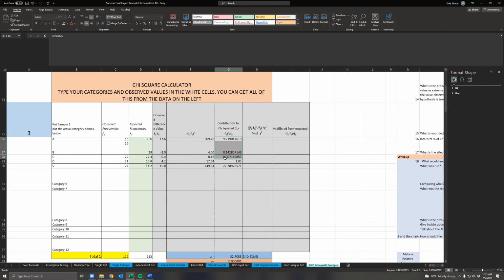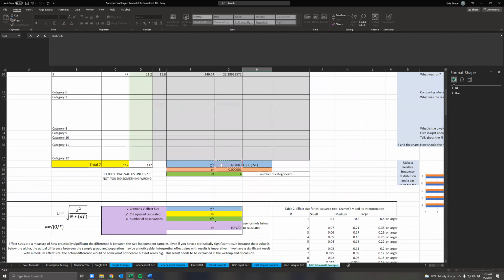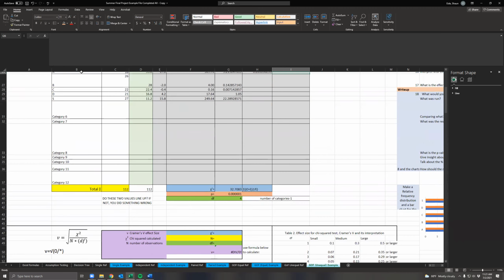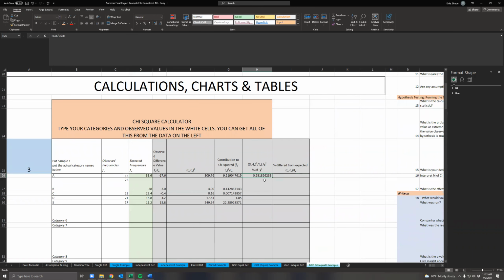So each one of these contributes something to chi-squared, but which one contributes the most? Which one contributes the least? What is it that's really off? The way that we do this is we are going to do equals the individual contribution to chi-squared divided by the total chi-squared value. Okay, and we're going to put a percent sign right there. So this gives us the percent contribution to chi-squared, or the proportionate contribution. Let's do that.